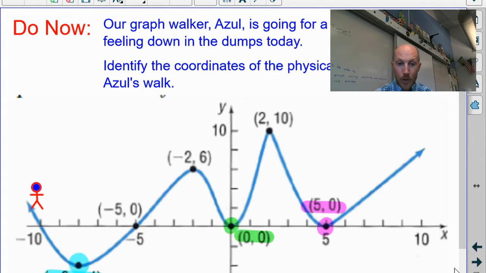All right, so there are 3 of them that we're looking for. And I didn't exactly specify, but if you describe this in terms of hills and valleys, and you think of the graph as like a landscape, we're looking for valley points. So -8, -4 here in blue, 0, 0 in green, 5, 0 in magenta.